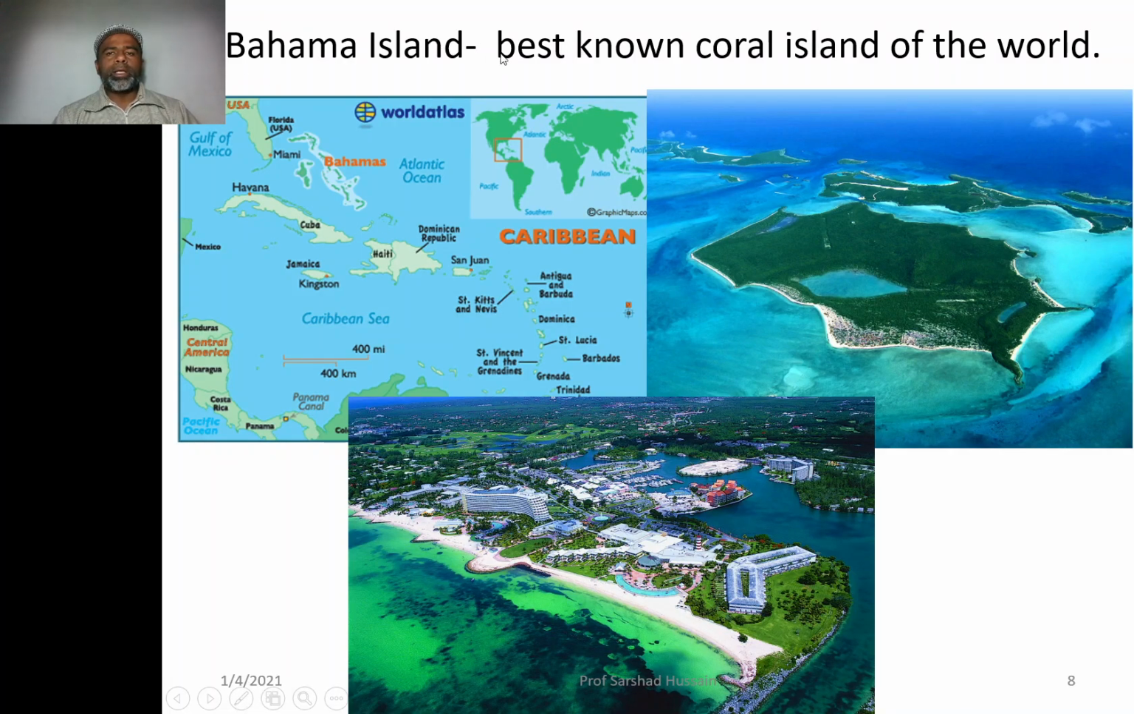Similarly, among other good examples, the Bahama Islands are formed by coral reefs. If you remember, this is the USA, and these are the islands called the Bahamas. This is the position where the Bahamas Islands are present. Then this is a little enlarged photograph showing the Bahamas Islands, and still more enlarged, where you can see these are the islands on which human habitation is there. Buildings are constructed, and the whole of these islands are made up of coral reefs.